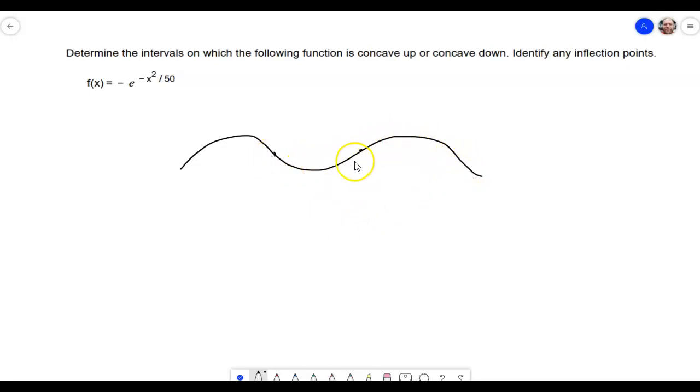We're looking for the inflection points, and then we need to check if the second derivative is positive in that interval, then that means it's concave up, and if the second derivative is negative in that interval, it means that it's concave down. Let's go ahead and take a look at this one.